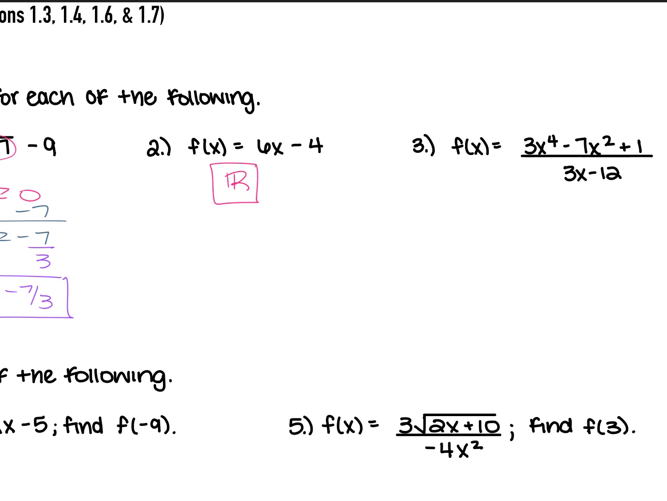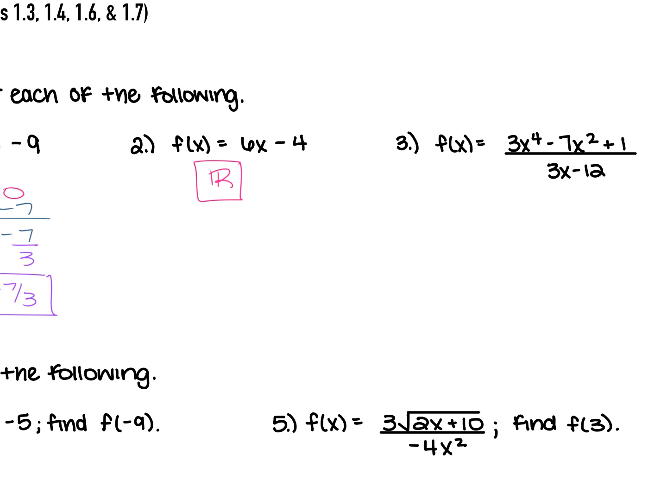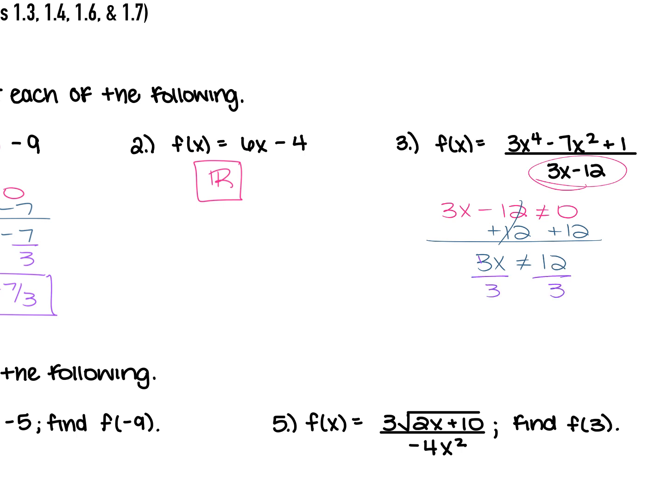For number 3, we have f of x is equal to 3x to the 4th power minus 7x squared plus 1 all over 3x minus 12. For this one, we're going to take what's in the denominator, set it not equal to 0. So we're going to have 3x minus 12 is not equal to 0. From here, we're just going to solve for x. So we move that 12 over by adding it to both sides. That gives you 3x is not equal to 12. Then we divide each side by the 3. And we have that x is not equal to 4.